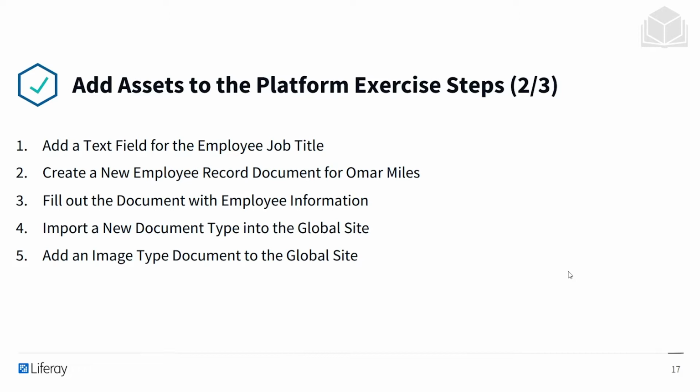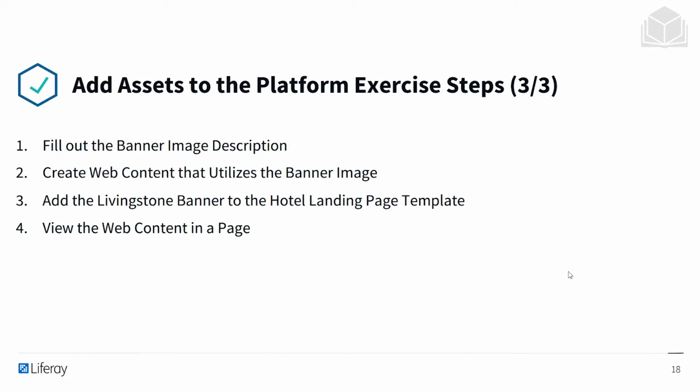We'll fill this document out with employee information. After this, we'll import a new document type into the global site, as well as add an image type document to the global site. On this, we will fill out the banner image description. We'll create web content that utilizes this banner image, and we'll add the Livingstone banner to the hotel landing page template. Finally, we'll finish by viewing the web content in a page.